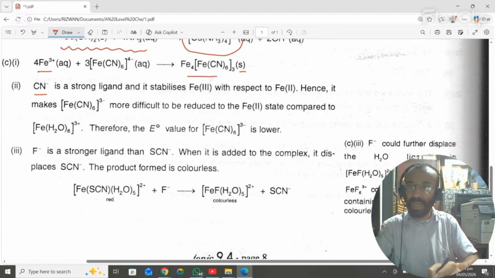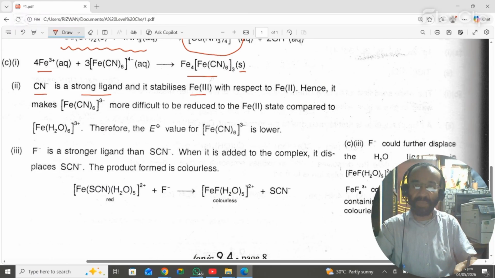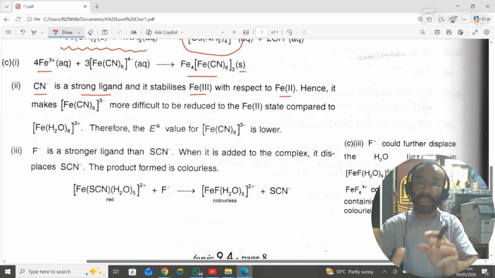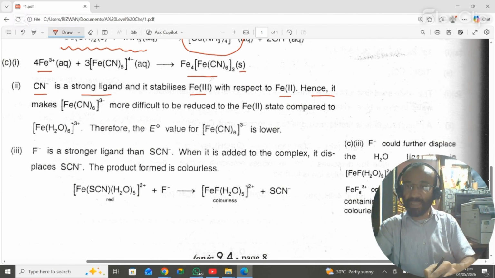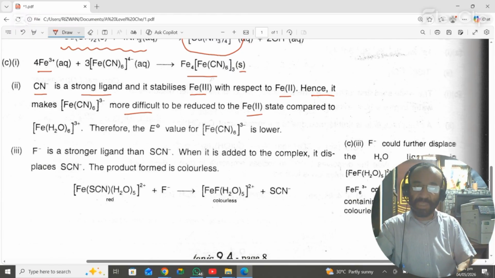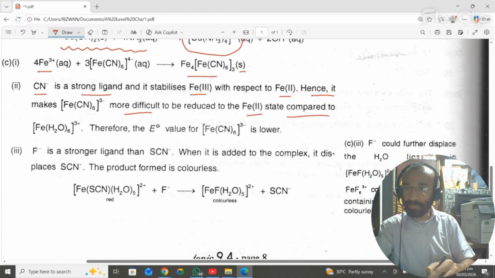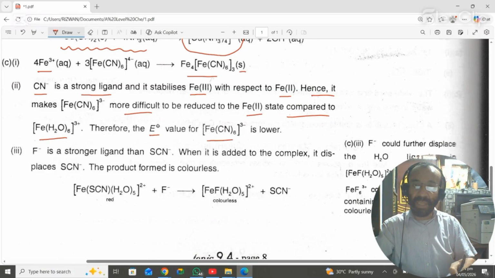The cyanide ion is a strong ligand and it stabilizes iron(III) with respect to iron(II). So this is the reason: the cyanide ion is a strong ligand and it stabilizes iron(III) more with respect to iron(II). Hence it makes the hexacyanoferrate(III) ion more difficult to reduce to the iron(II) state compared to the hexaaquairon(III) ion. Therefore, the potential for the hexacyanoferrate ion is lower.